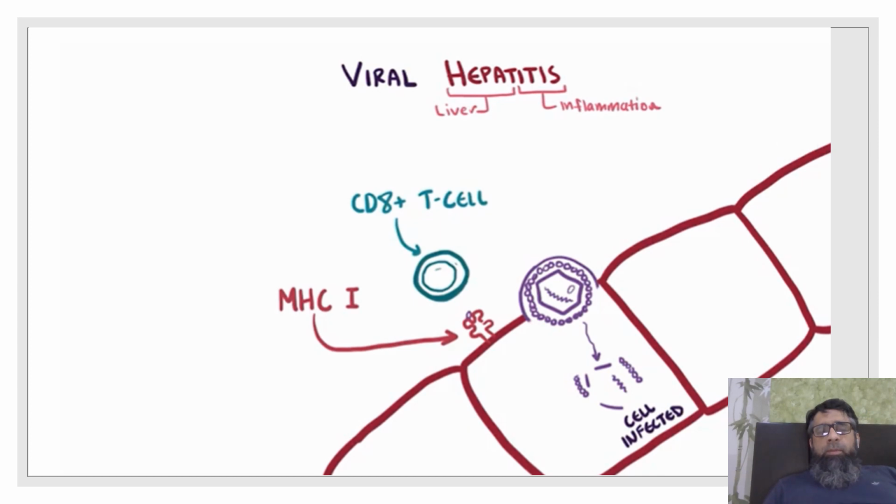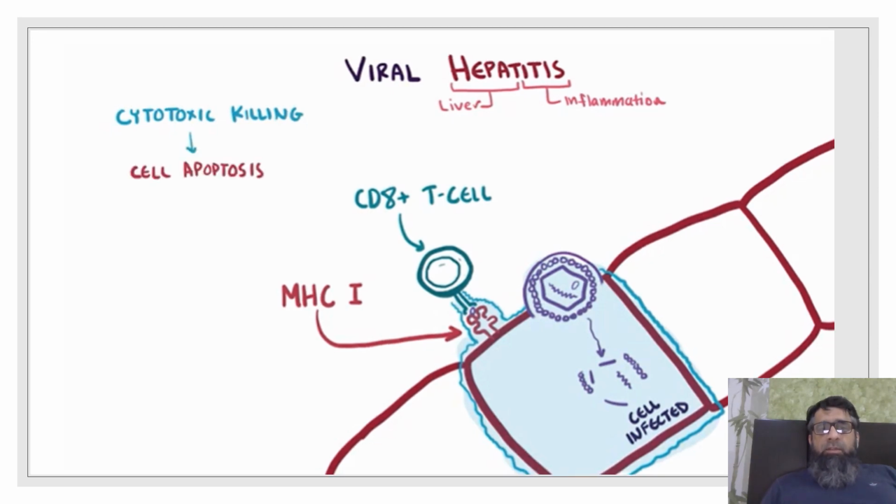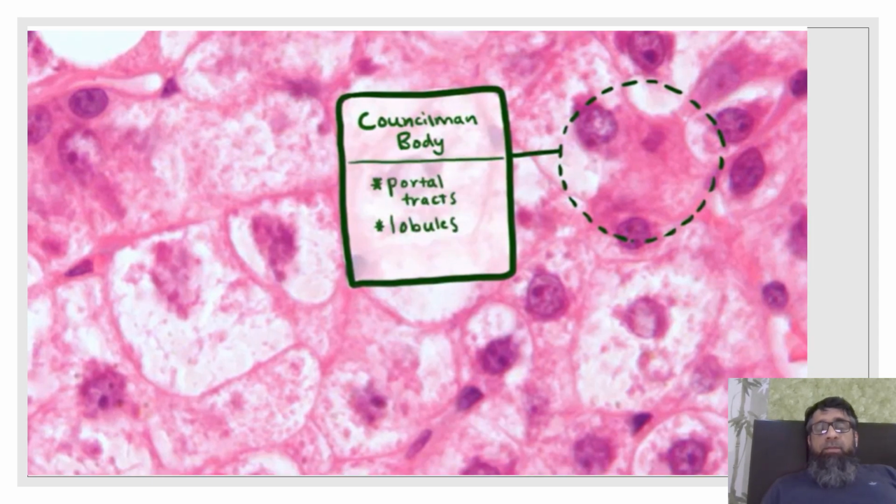So what happens is that CD8 T cells become attracted to these major histocompatibility molecules, and the whole cell becomes a victim of self-killing and cytotoxic killing. This is called cell apoptosis. So at the end of the day, these cells become what is called Councilman bodies, present in the portal tracts and lobules.